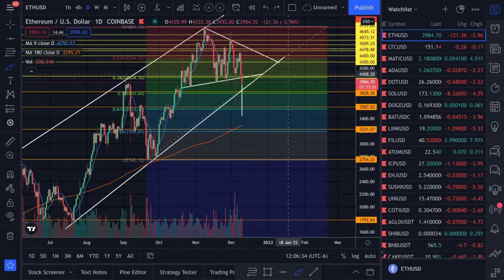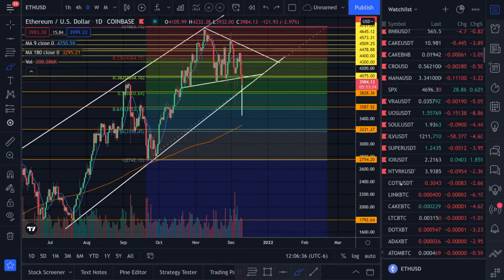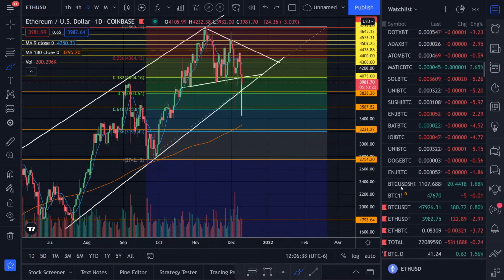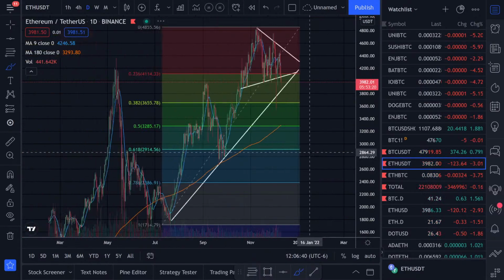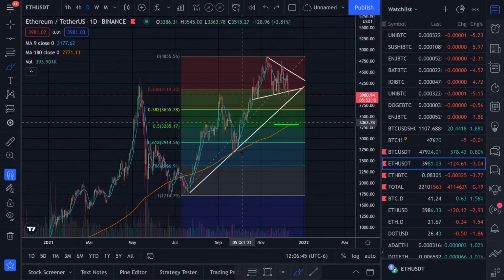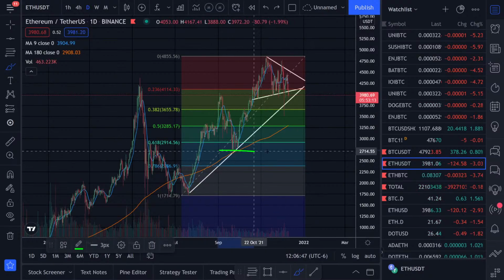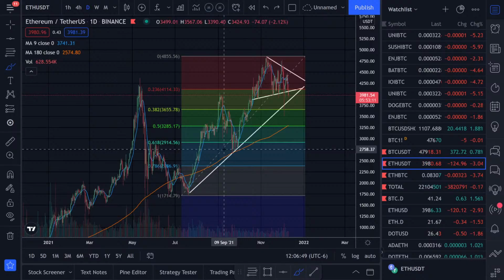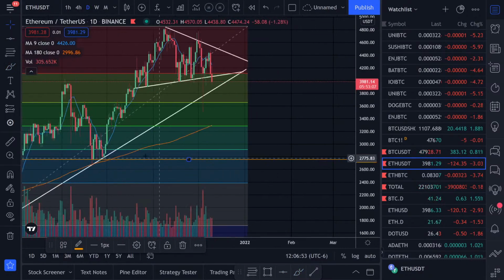If we do, then we're going to have to look at lower levels possibly. Let me check it out. Then we might be looking at these lower levels. I mean, we might even be looking at this support down here. This is the next support, kind of like on Bitcoin. The horizontal line would be somewhere right here at around maybe 2758.